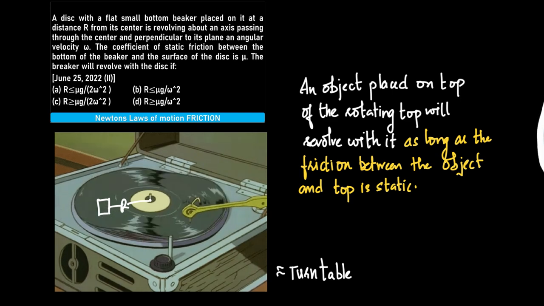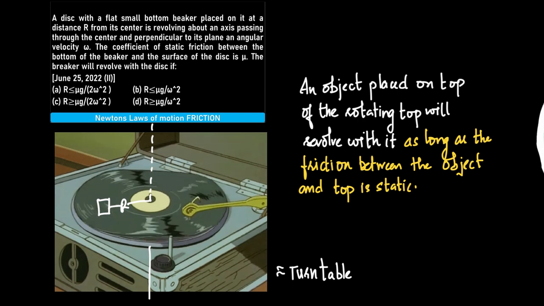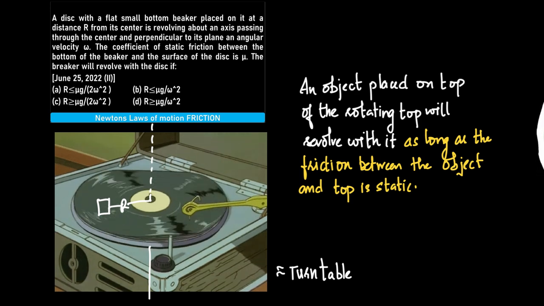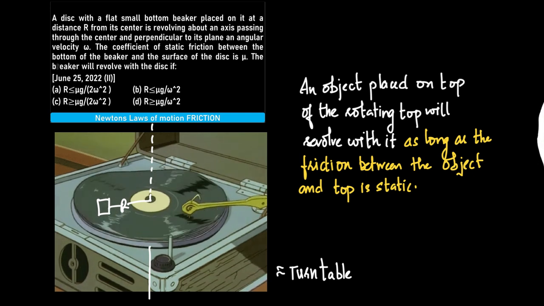So let's draw the axis also. Yes, this is the axis. The coefficient of static friction between the bottom of the beaker and the surface of the disc is mu. The beaker will, my bad, it is not breaker, it's beaker. The beaker will revolve with the disc if.